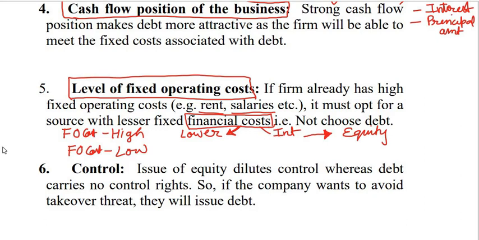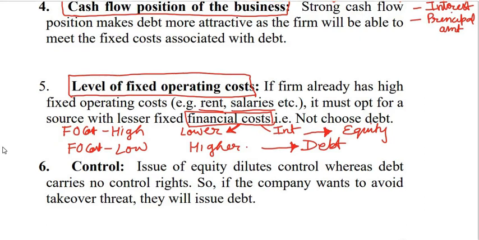Whereas if your fixed operating cost is low, you can go for higher financial cost. So it means you can go for giving more interest. In this case, you can go for debt. So basically here you have to see your fixed operating cost and accordingly decide whether your financial cost will be less or more. If you want to increase your financial cost, go for debt. If you want to decrease your financial cost or don't want to increase it, go for equity.